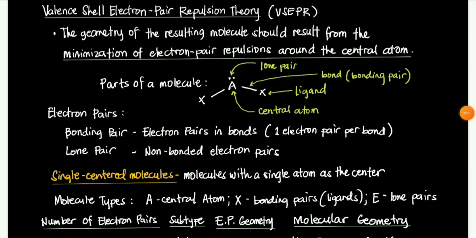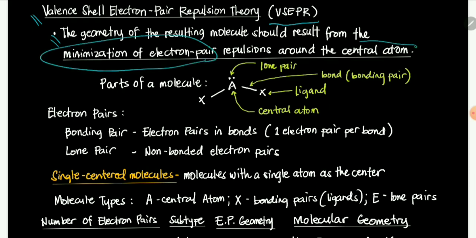So in this video, I'll discuss the valence shell electron-pair repulsion theory or the VSEPR. So sinasabi ng theory na 'to na yung resulting geometry ng molecule should be based on the minimization of the electron-pair repulsions around the central atom.